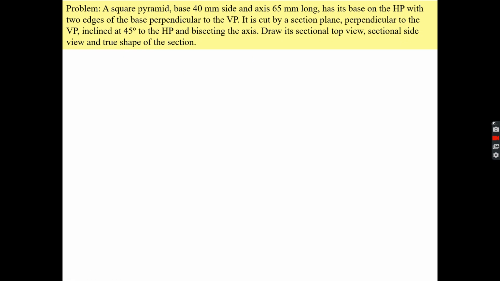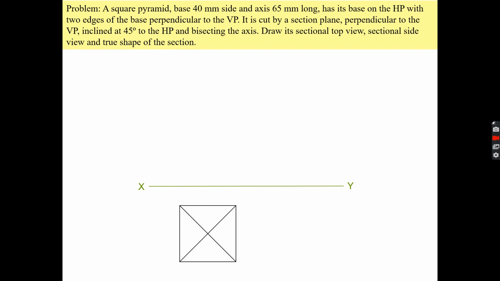You will start similarly to how you started in the projection of solids. So what is given in the question? Your base is on the HP with two edges of the base perpendicular to the VP. So you first have to draw the top view of that square pyramid with two edges of the base perpendicular to the VP. So this is your reference line and this is your top view. A square pyramid is given, so the pyramid will look like this.